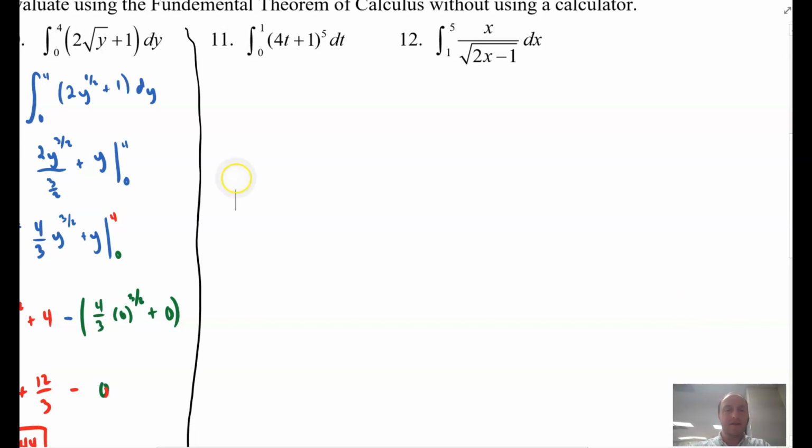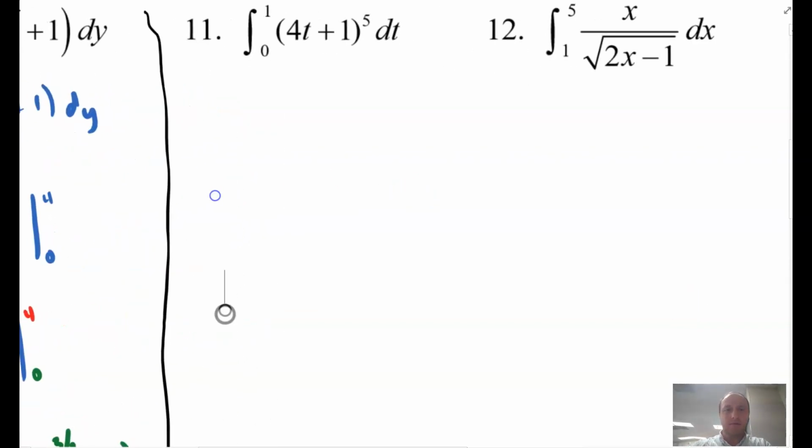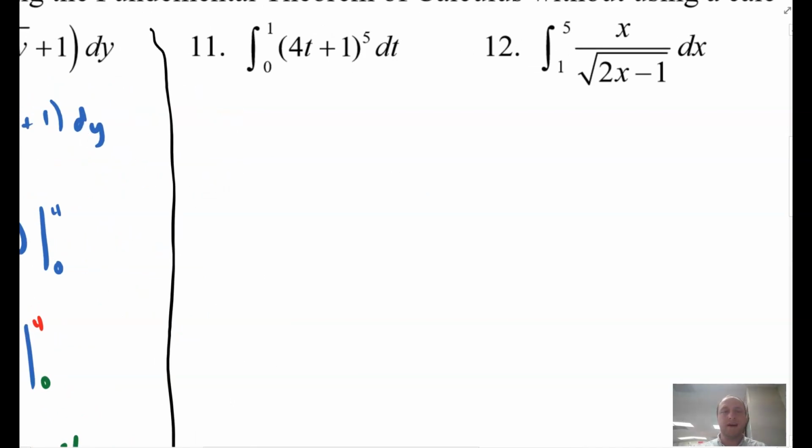Here is example 11, and again, we want to evaluate the integral from 0 to 1 of 4t plus 1 to the 5th dt. In order to integrate this, notice I have some chain rule going on here, so I need to do reverse chain rule and get my unhook factor. When I do this, notice the derivative of the inside is 4. So I have to introduce a 4, and in order to balance this, I have to multiply by 1/4.